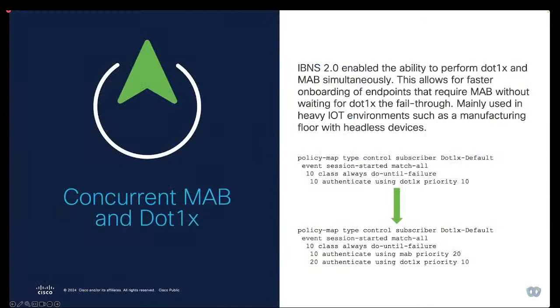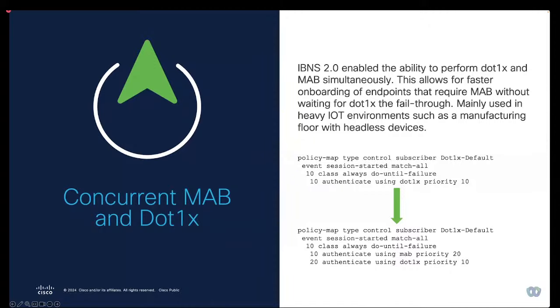The big question we get a lot is, can IBNS 2.0 do simultaneous MAB and .1x? Yes, it can. But we do have to warn you, if you do this, you are increasing the load on your server, your ISE node, because if you have a .1x client, it's going to send a MAB request and .1x. So that's 2 sessions for one device. So you can see where this can get big really fast. So if you're going to do this, use it sparingly.